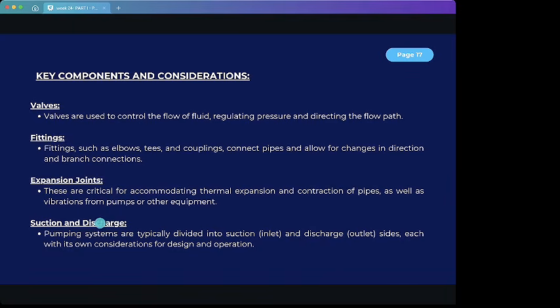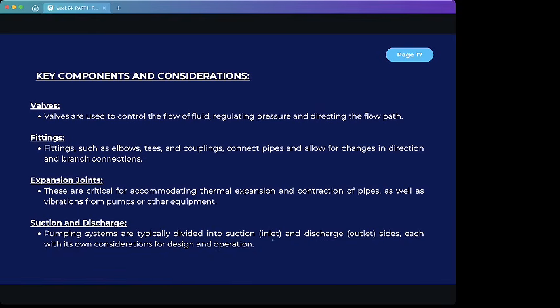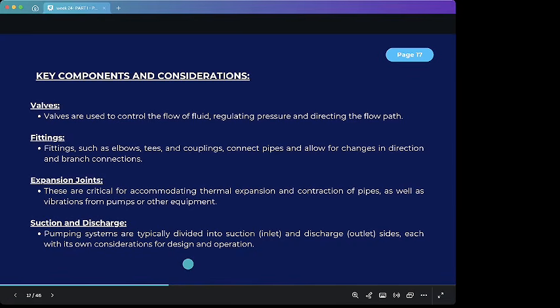We also have here the suction and discharge. So the pumping systems are typically divided into suction and discharge. Suction is the inlet and discharge is the outlet side, each with its own considerations for design and operations.